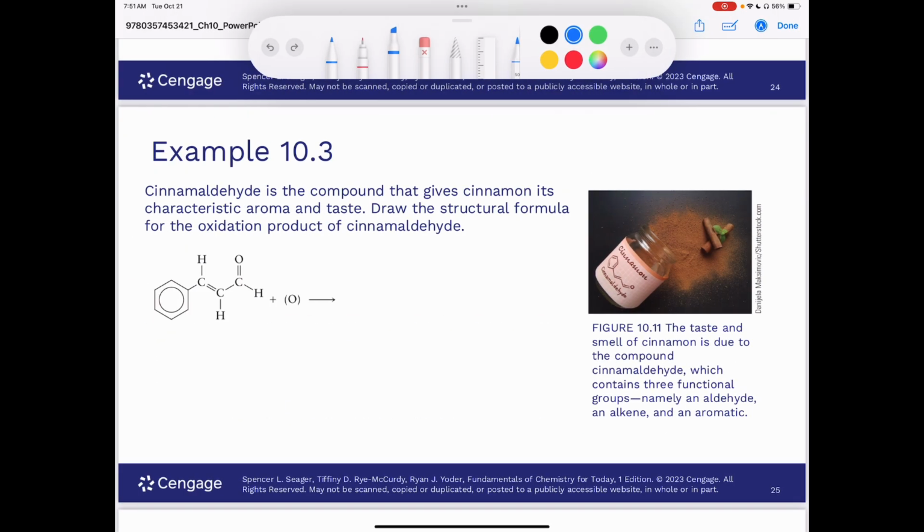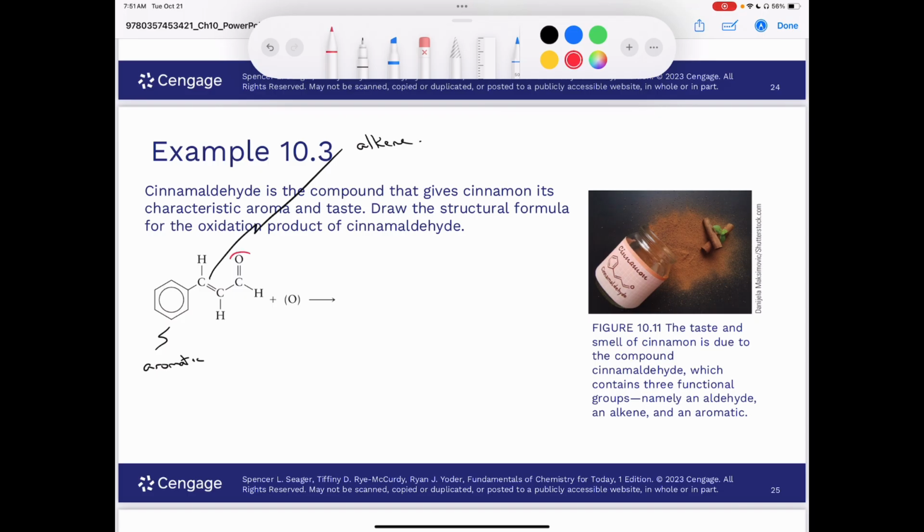Okay, example 10.3. Cinnamaldehyde is the compound that gives cinnamon its characteristic aroma and taste. Draw the structural formula for the oxidation product of cinnamaldehyde. Well, they've given us the structure here. You can see we have a few functional groups. We have an aromatic ring here, and we have an alkene here. There's an alkene, I'll just scribble it up here.